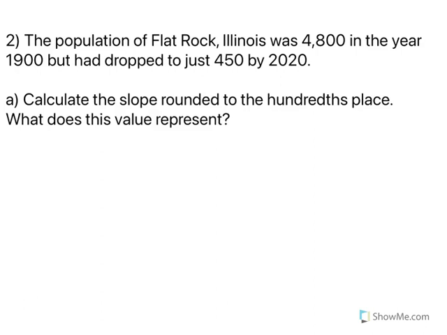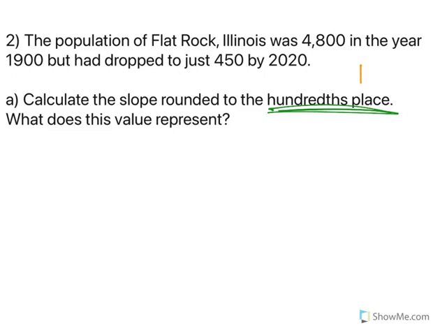Let's do another one. One more question here with multiple parts. The population of Flat Rock, Illinois was 4,800 in the year 1900, but it dropped to just 450 by 2020. Calculate the slope, rounded to the nearest hundredths place. So now we're going to take that to a decimal. But first, we have to figure out our ordered pairs.